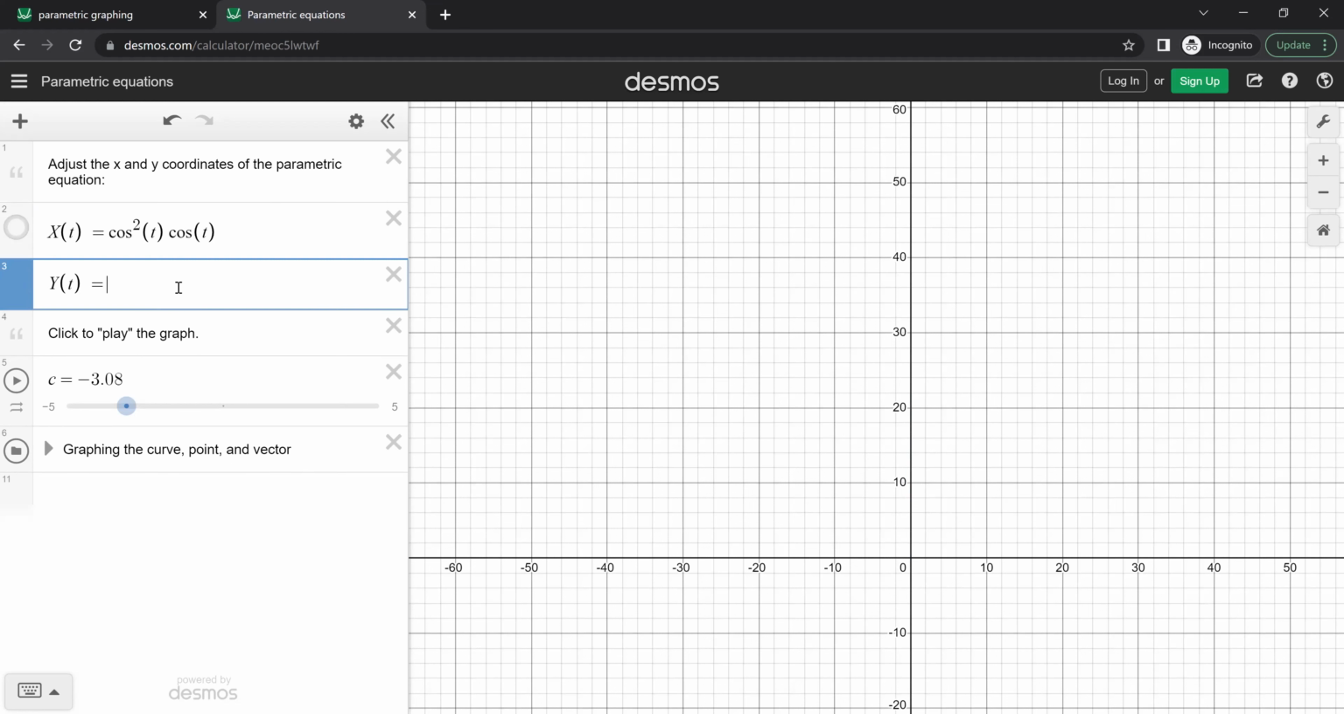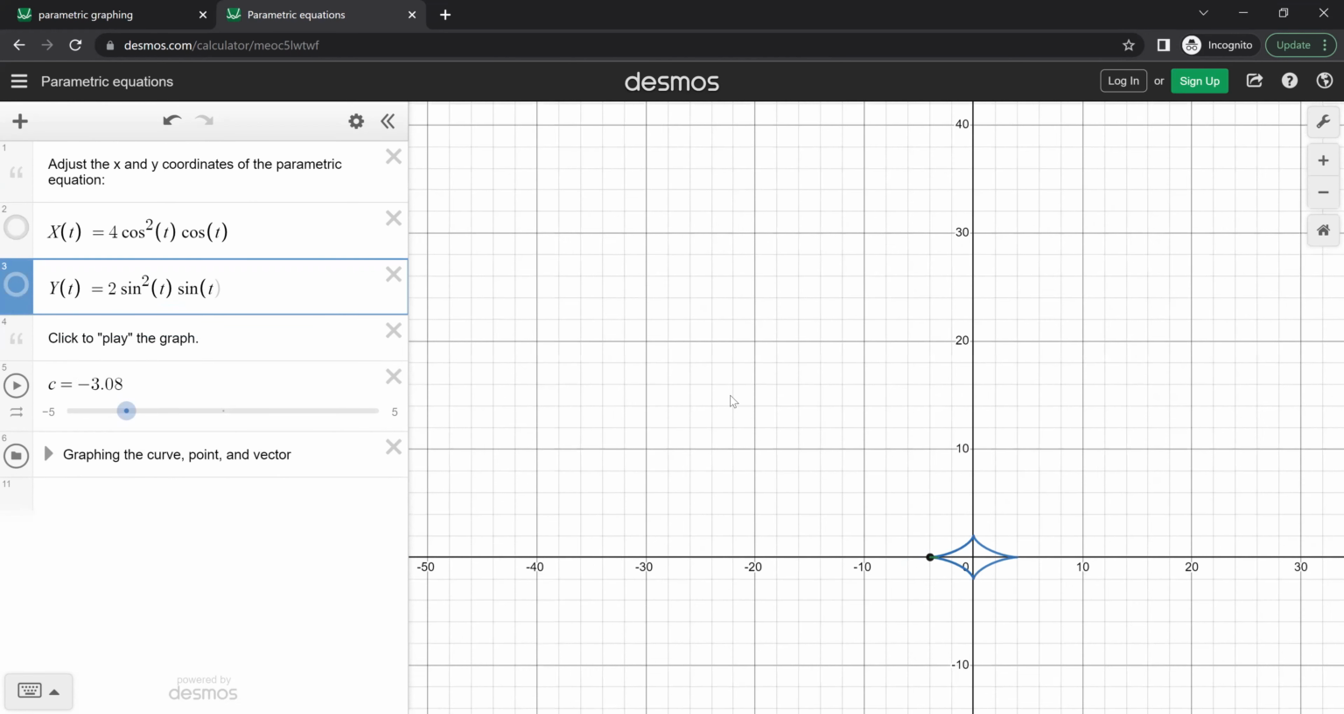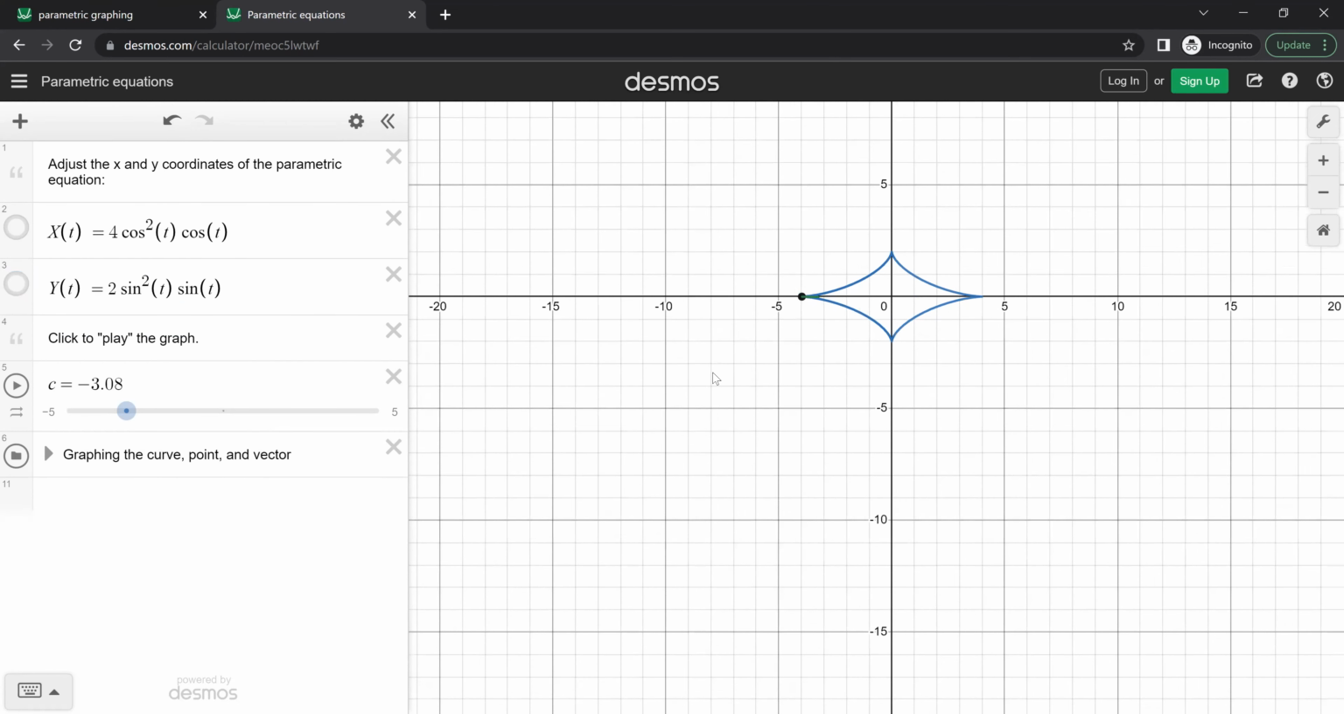is the same thing, although that was 4. It was 4 there, wasn't it? 4 cosine squared t, and then 2 sine squared t sine t. Okay, so this one you can see is kind of, I don't know what to call it, maybe a kite kind of thing.